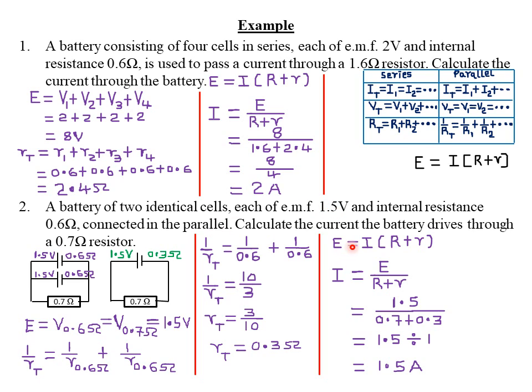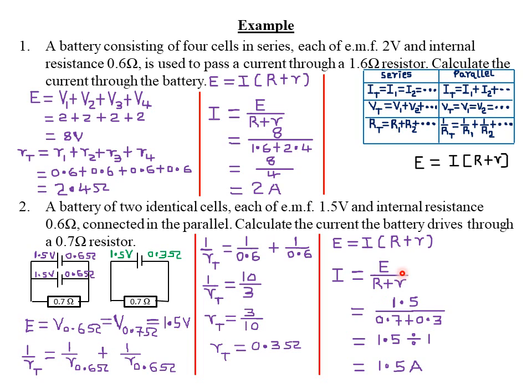Therefore, if I want to find the current, I'll make the current the subject of the formula. That is by dividing both sides by R plus r. So the current will be equal to the EMF divided by the resistance through the external resistor plus the total internal resistance. So that is equal to the EMF of the cell, which is 1.5 volts, divided by the resistance through the external resistor.